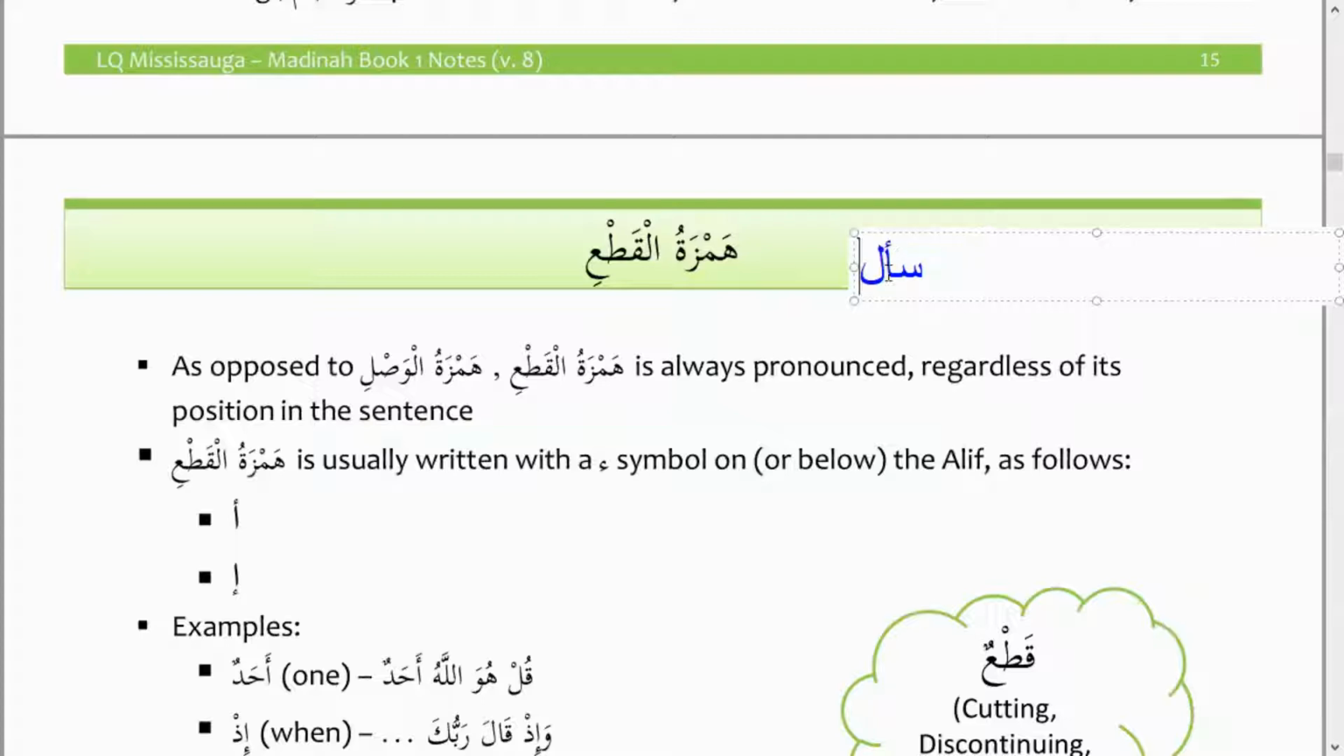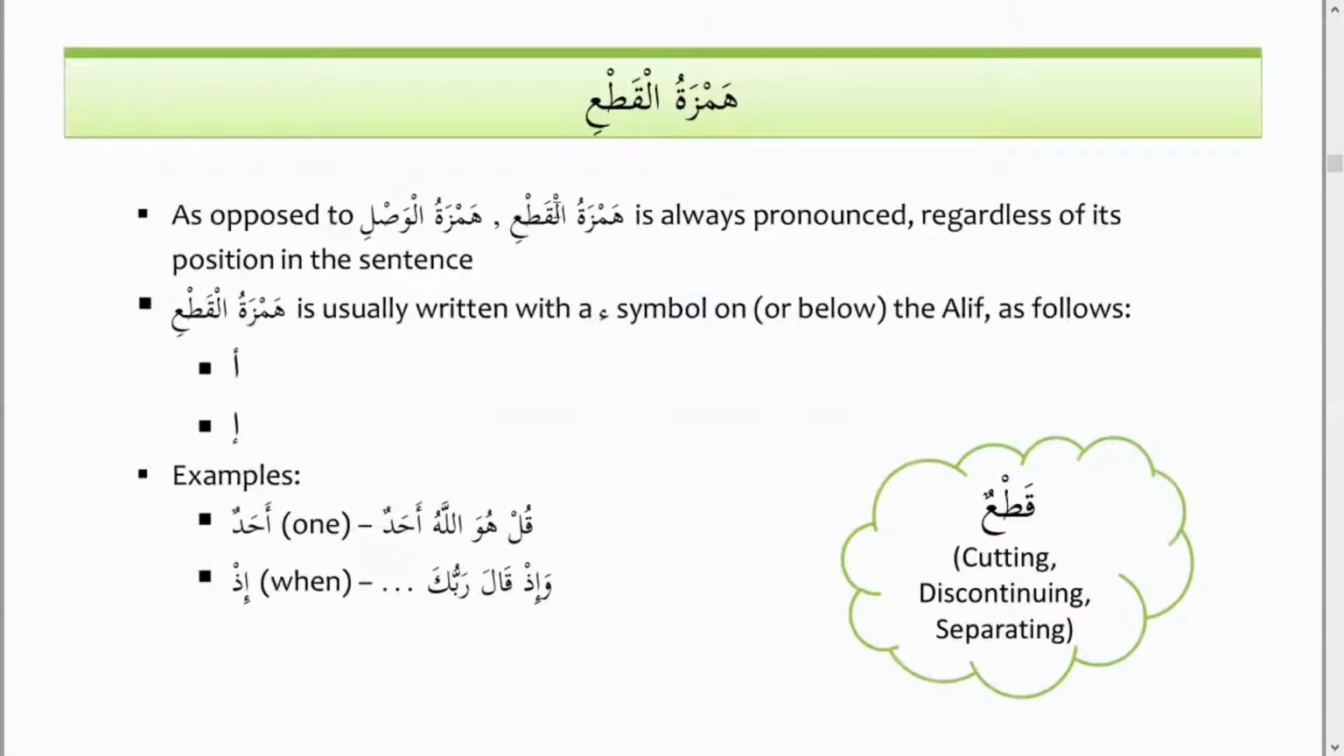Sa'ala. Or it can come in the ending. For example, qara'a. It's in the end. See, Hamzatul Qata in the end. Qara'a. I'm not saying qara. If I write like this, it becomes qara, a long vowel. I have to stop and pronounce it. Qara'a. Inshallah. Hamzatul Qata is usually written with a Hamza symbol.